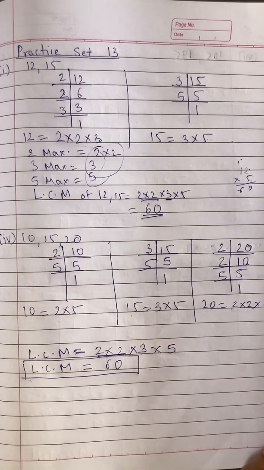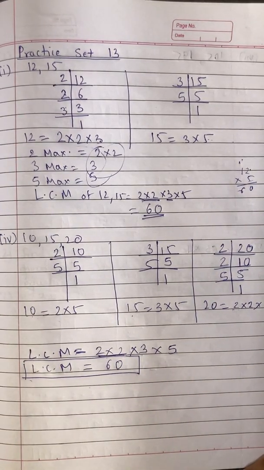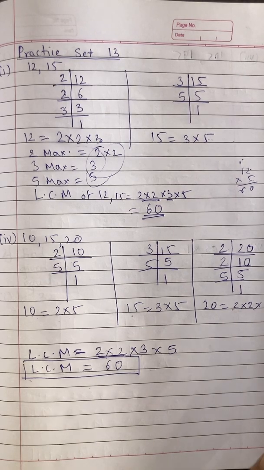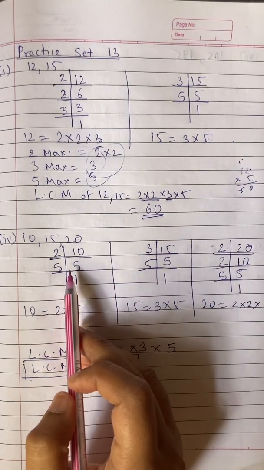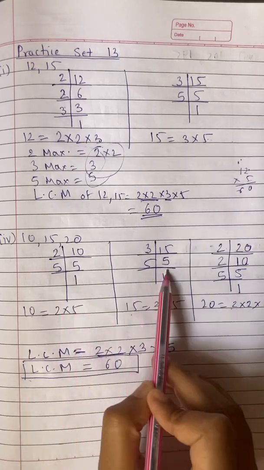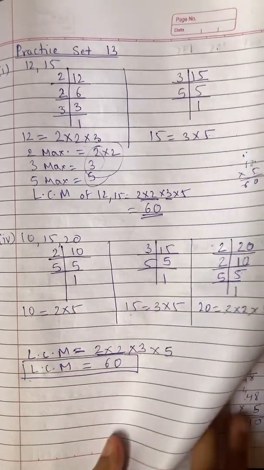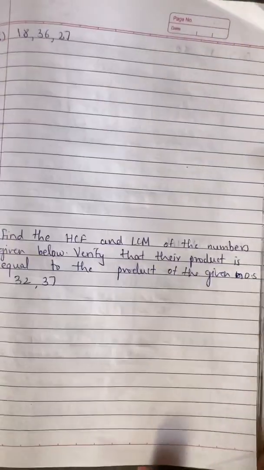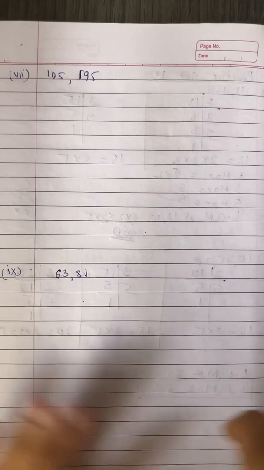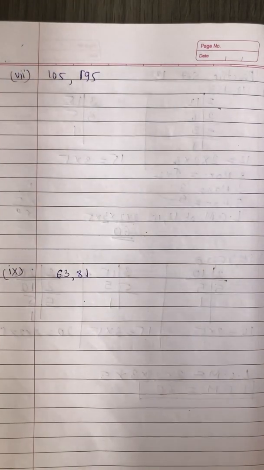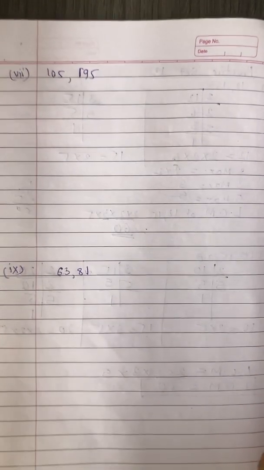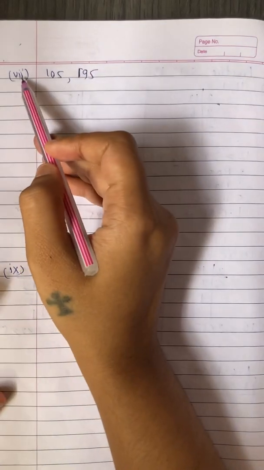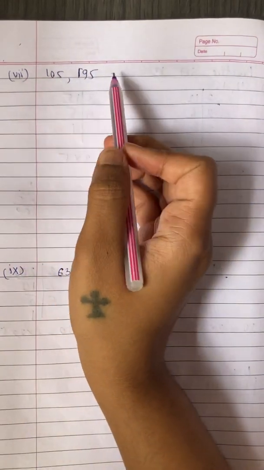You can see how easy it is to find the LCM. Yes, am I right? LCM is very easy, but you should know tables as well as this vertical method. Okay, now let us solve the next sum. The next sum is the seventh one. It is 105 and 195.